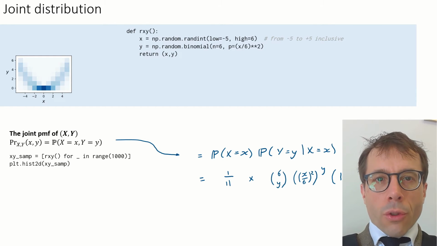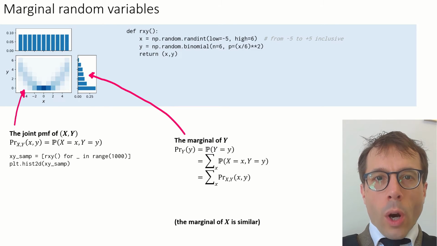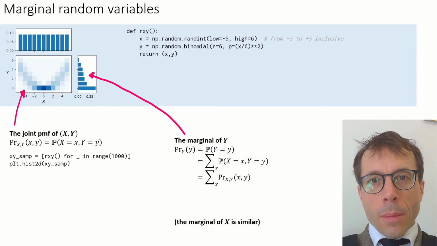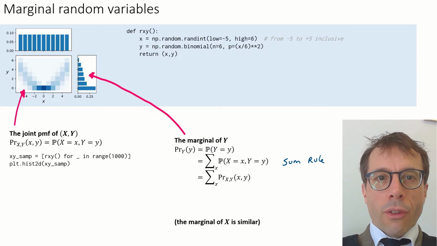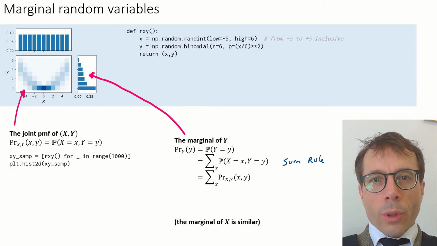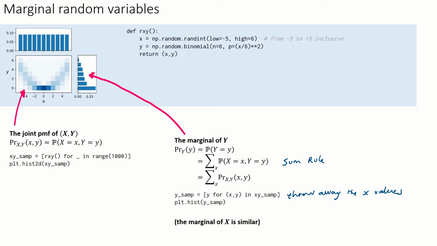Okay, now let's talk about marginal distributions. The marginal of y is just the distribution of y on its own. We can get this from the joint PMF by using the sum rule, also known as the law of total probability. The probability that big Y takes a value little y is the sum over all the ways that this can happen, the sum over all x of the joint probability. In other words, you sum up a row of the joint likelihood plot and you get the marginal. Or you can do it with code. We're just taking our x, y samples and we're throwing away the x's and counting the y's.